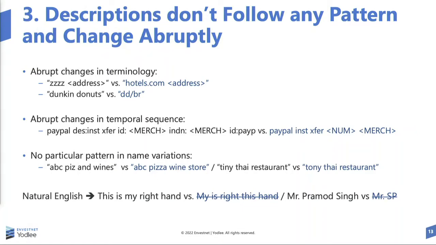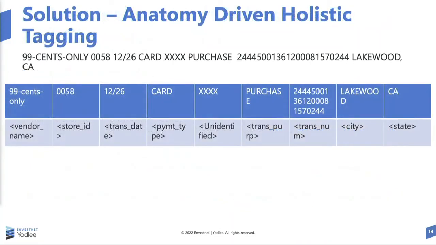And it does not follow English. I can say this is my right hand, but I cannot say my is right this hand. That's not a natural thing. Or Mr. Pramod Singh versus Mr. SP. But again, in this vocabulary, these are things that we see all the time. So if I look at the problem statement, it's the variety, the volume, and there's almost no order here. So how do we solve the problem?